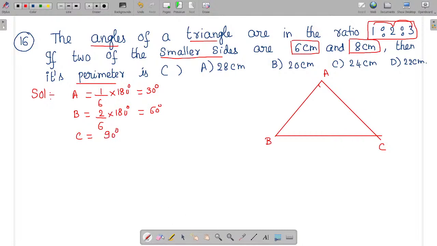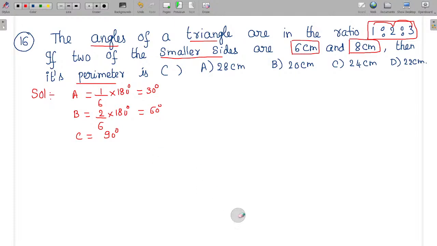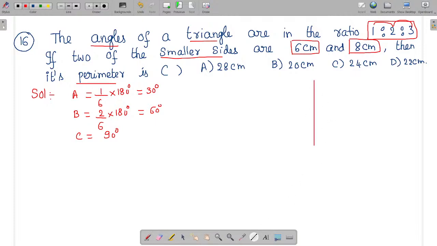So now the figure we need to change. According to the given data, it must be a right angle triangle, so we need to draw the right angle triangle. The right angle is at C. This is a right angle, C, B. So this is 90 degrees, right angle.